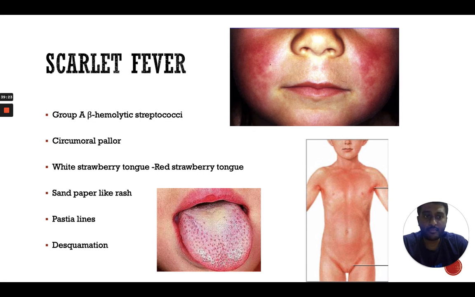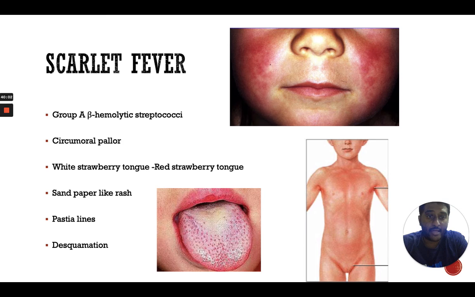Okay, scarlet fever is also a very common pediatric febrile exanthem. It's caused by group A beta hemolytic streptococci. They typically have circumoral pallor. You see, they have a rash on the face, but the area around the oral cavity is pale. They can have a white strawberry tongue or a red strawberry tongue, and they have a rash which feels like sandpaper. If you palpate the rash, you'll feel sandpaper.